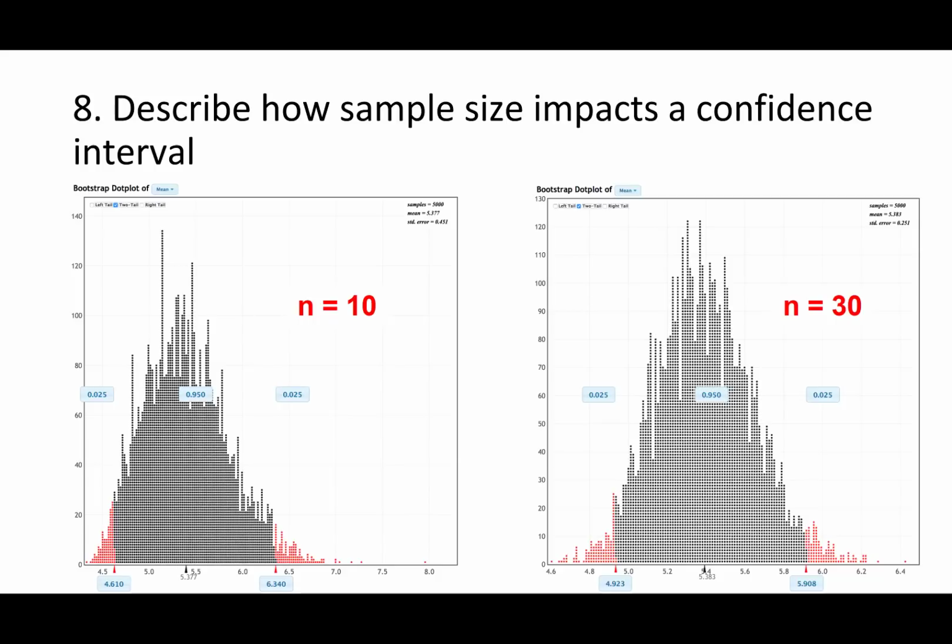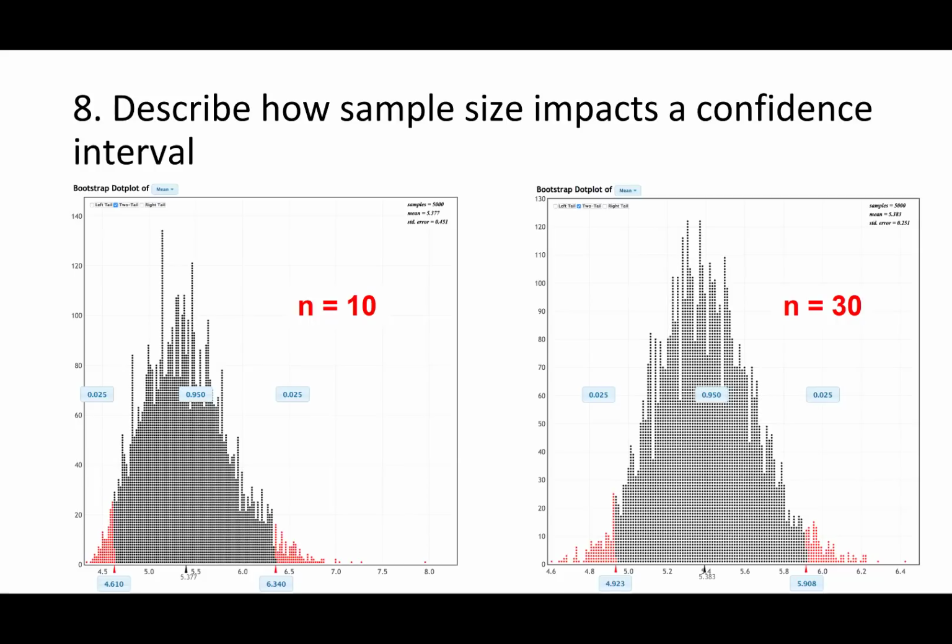This change in standard error impacts the width of the confidence interval. With a larger sample size, the confidence interval is narrower. This means that with a larger sample size, we can be more precise in our estimates of the population parameters.